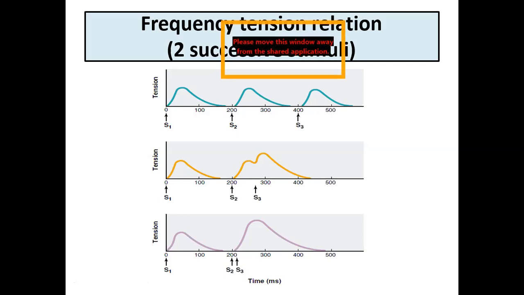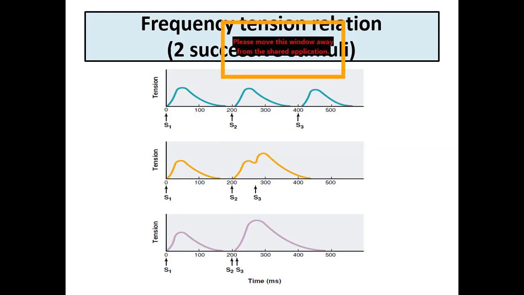Is it applied after the muscle is completely relaxed? Is it applied during the relaxation? Is it applied during the contraction period? Is it applied during the latent period? What is going to happen to the force of contraction? We have seen in the graphs here: this is when there is complete relaxation and you apply the successive stimulus. This is during the relaxation period, and this is during the contraction period. You observe there is a change in the force of contraction.